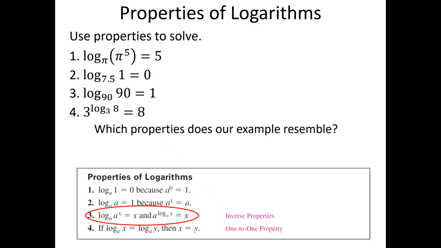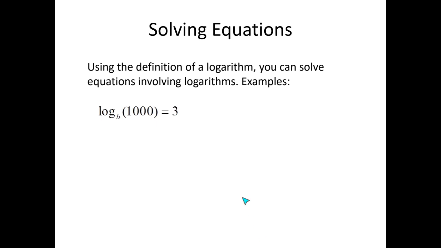It says use the definition of logarithm, you can solve equations involving logarithms. So if we wanted to solve for b here, since b is the base, it's kind of trapped in here. So we can change it to exponential form. So b raised to the third power is equal to 1,000. And so now I can solve for b, right? And so here we get that b is 10.